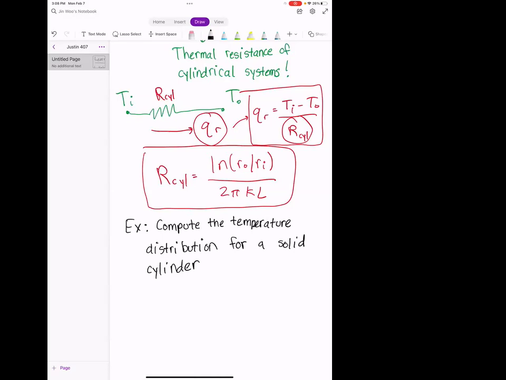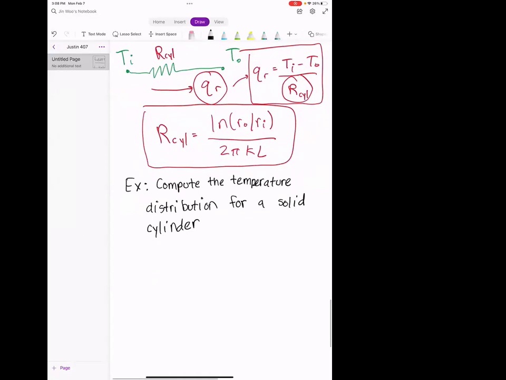I know it doesn't seem exciting, but trust me, it is actually more interesting. Right? We've done a hollow cylinder, and now we're going to do a solid cylinder. All that means is that the entire cylinder is solid, so there's no inner radius, outer radius. We just have radius. We'll call that RO.